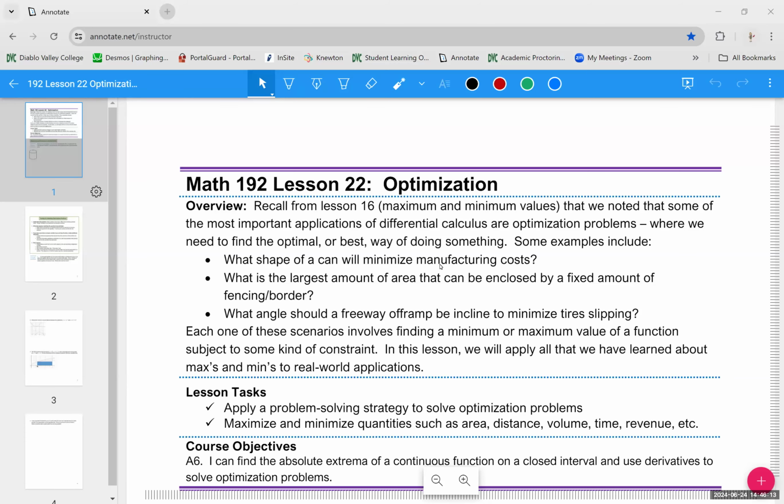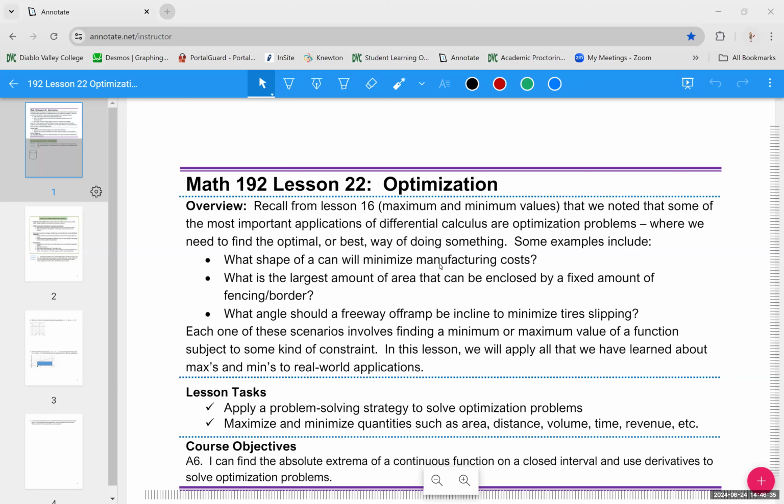Welcome to lesson 22, optimization. So you might remember in lesson 16, when we learned about maximum and minimum values, we at least mentioned that some of the most important applications in calculus are what we call optimization problems, where we want to find the optimal or best way of doing something.